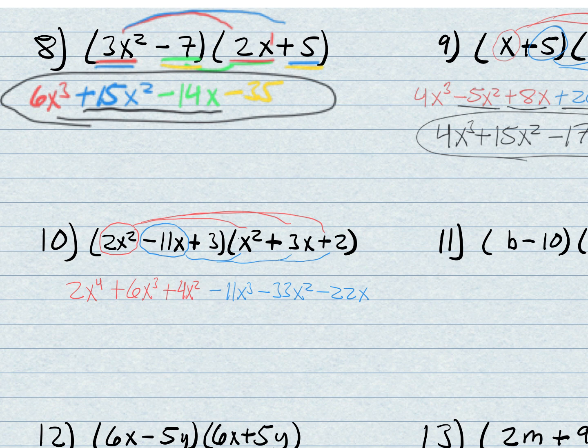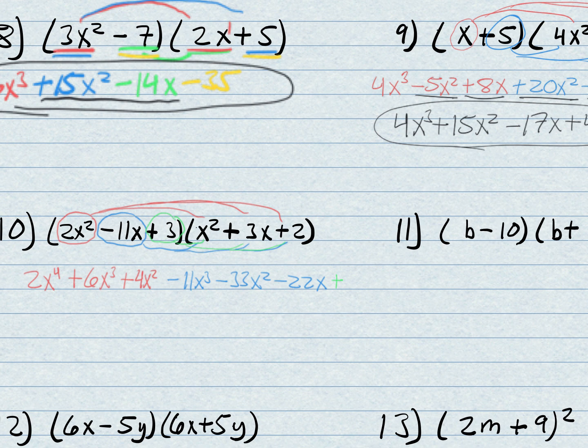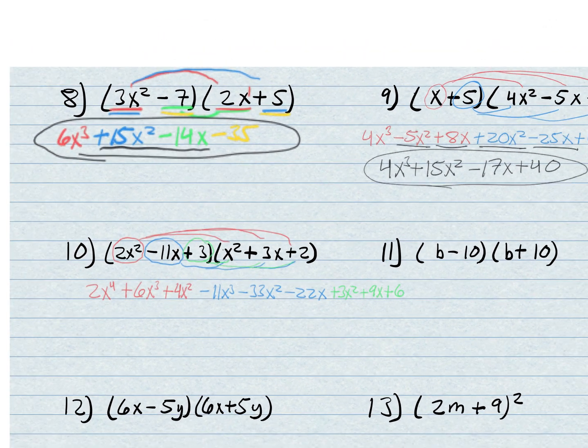All right, and so same thing for our last term. I'm going to take this positive 3, distribute it to each term of the second trinomial. So this is going to give us plus 3x squared plus 9x and plus 6, 3 times 3x and 3 times 2. And then as always, we're going to combine like terms.